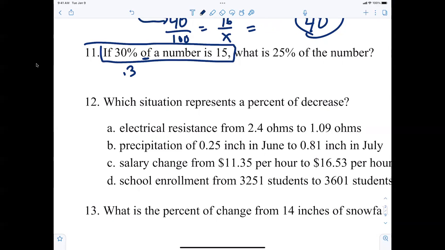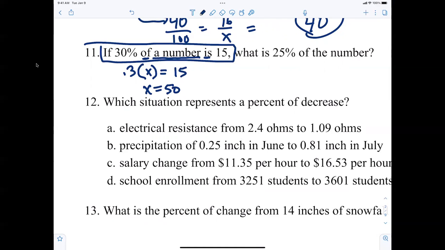Yes. So it's 0.3 times, we don't know, right? A number. So that's your variable. And is in math means what? Right. So now tell me how to solve this. What do I do? There you go, girl. Good job. So what is that? So the number was 50.